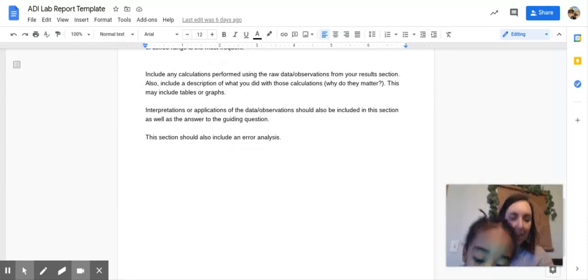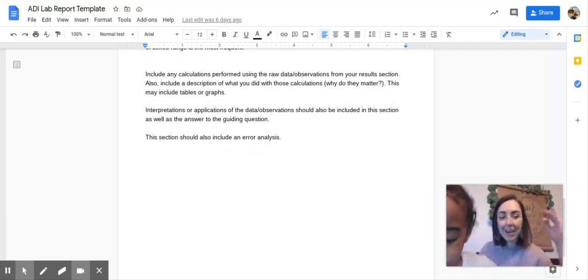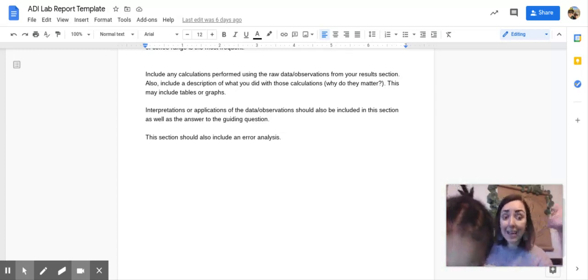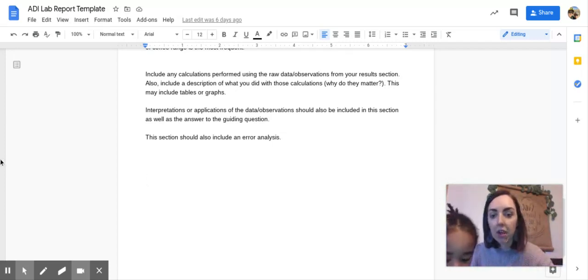So you're looking for those patterns in your data, you're answering your guiding question. And again, those questions that kind of break it down that I gave you on the board and in Schoology, those are going to help you answer that guiding question a little better. They kind of break it down into steps. So make sure you answer those. This says it should also include an error analysis. So that's the last thing I want you to write.